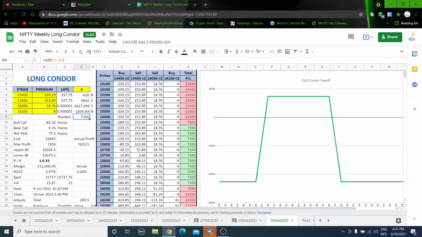For the call condor, I am sticking only with Nifty. I am not touching Bank Nifty at all because it is too volatile. We will get good premiums and good risk reward, but the chances of doing adjustments are very, very high in Bank Nifty because of the volatile nature of the index.